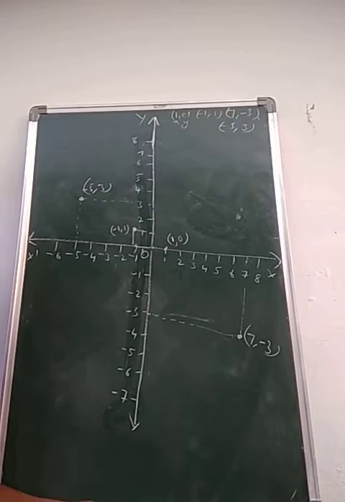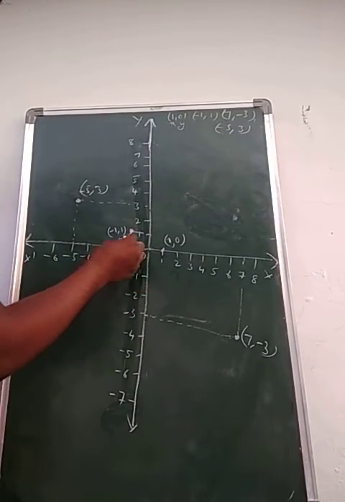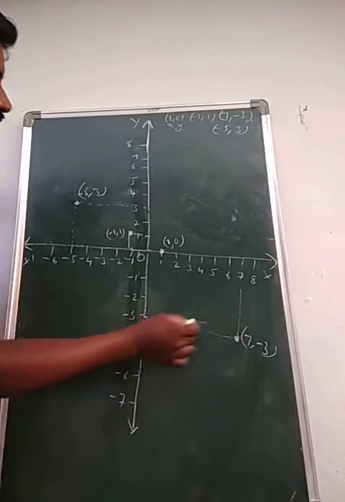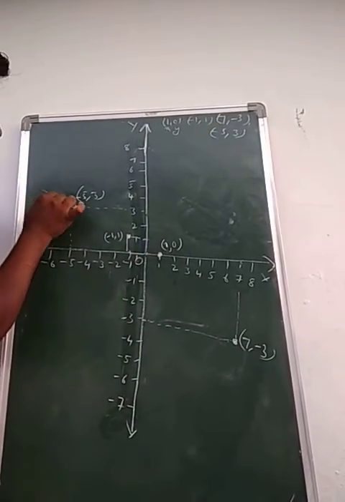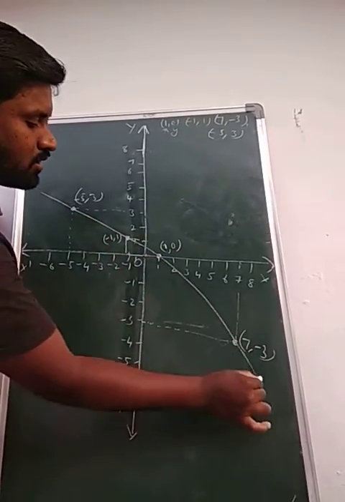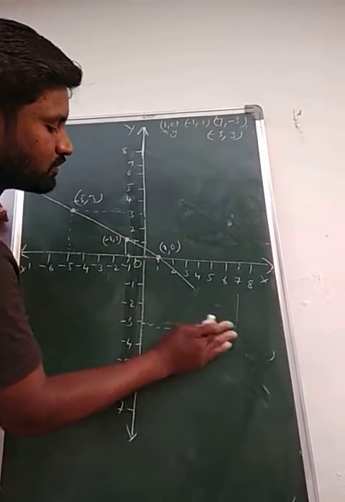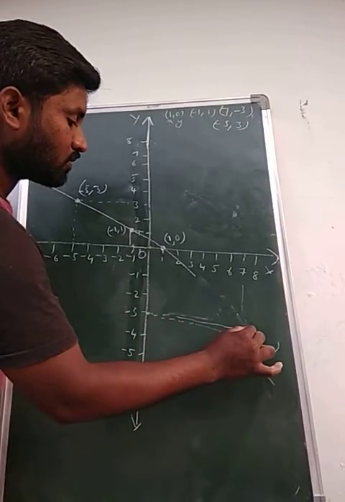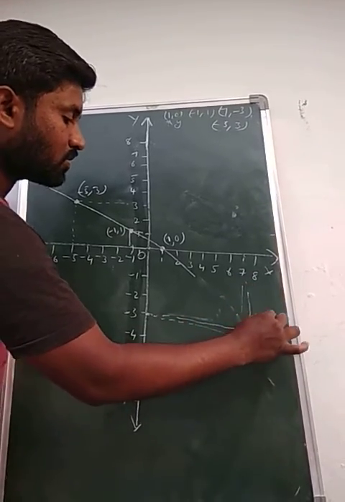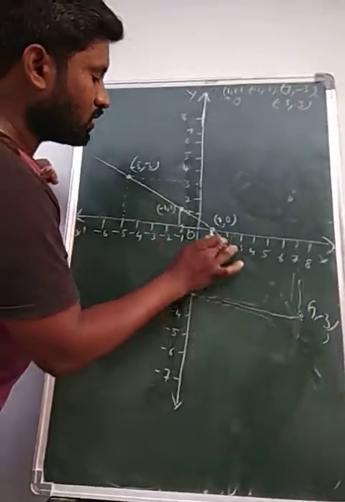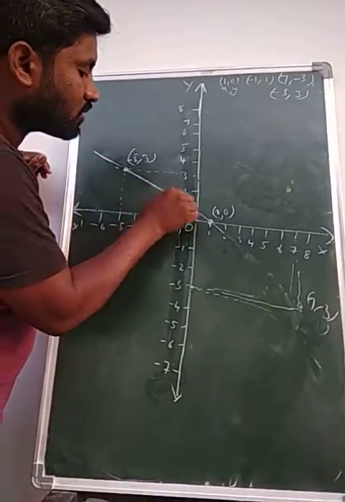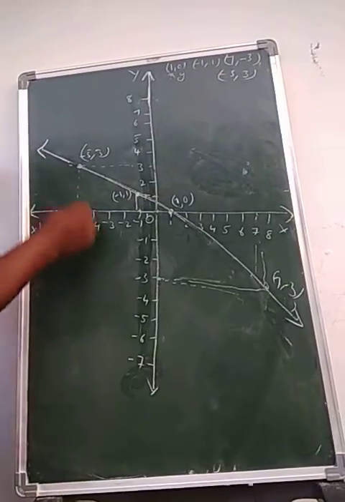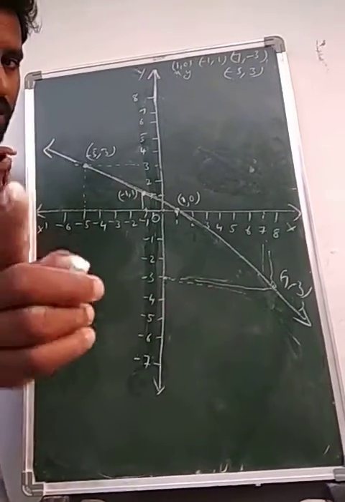Now, are there any more points? First point, second point. These are the points. You simply join the points. Join all these points. Simply join your points in a straight line. You will get a straight line on the graph.